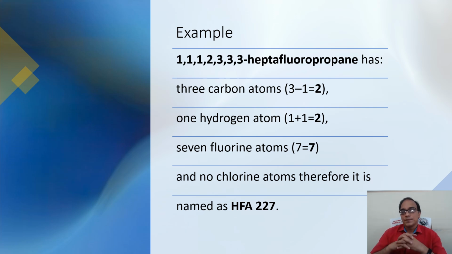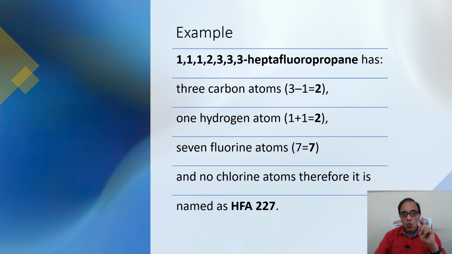So take the example. This is the name of the structure of a propellant: 1,1,1,2,3,3,3 heptafluoropropane. So it has 3 carbon atoms. So what will be the first digit? Number of carbon minus 1. So 3 minus 1, 2 is equal to 2. Okay. So the first digit will be 2.